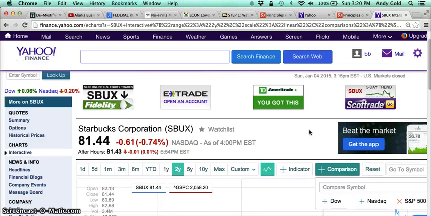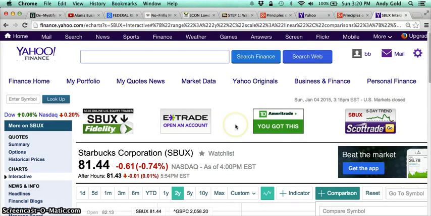So that's just a quick overview of Yahoo Finance and how you can use it to get information about companies and competitors and sort of apply some of the information from the textbook to real world practice in terms of making investment decisions of your own.